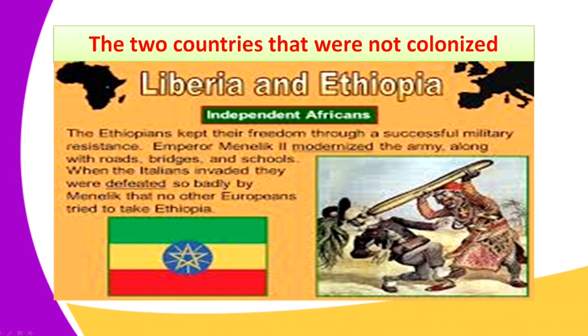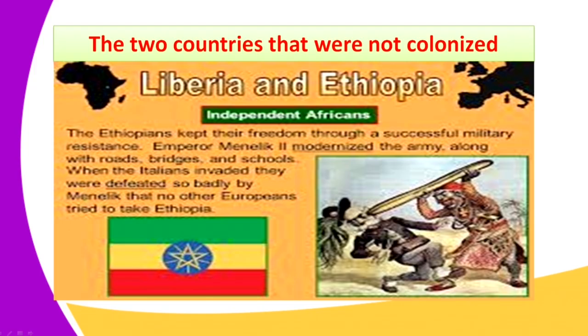This was based on the Monroe Doctrine, whereby the Europeans were not supposed to engage in an evil known as the slave trade. Therefore, all the slaves were supposed to be resettled in Liberia. And Liberia, being a USA colony, was protected against being taken by the Europeans. This made Liberia escape colonization.